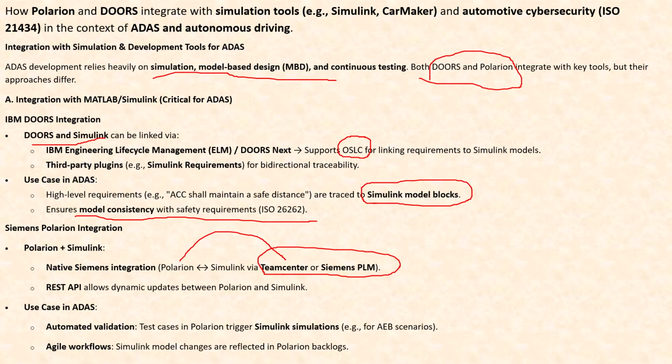And I have re-emphasized many times, Polarion is very compatible with agile methodology. Simulink model changes are reflected in Polarion backlogs. Okay, I am sure everybody knows what a backlog is. I am assuming that everybody listening to this tutorial knows what is meant by backlog. Backlog is an important terminology in agile methodology.